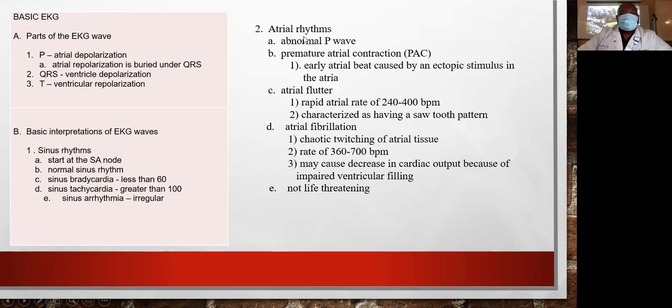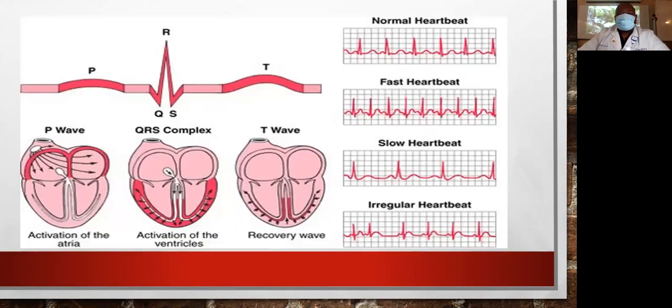You have your atrial rhythms, which you won't have too many questions on, but you need to know them. You have the PACs, which would be a premature atrial contraction. That would be a P wave that comes out of nowhere, right? Atrial flutter is the sawtooth. Atrial flutter is the one that looks like a sawtooth pattern. Real pretty, sharp, concise pattern. Atrial fibrillation is when the atria are just twitching, right? They're just twitching. But the atrial rhythms are not life-threatening, okay?